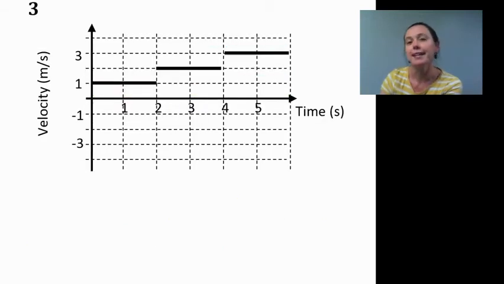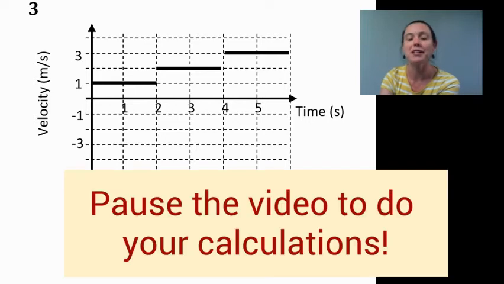Now let's consider another object that's incrementally speeding up. The object in this graph progresses from 1 meter per second to 2 meters per second to 3 meters per second, traveling each velocity for 2 seconds. How far will this object travel? Pause the video to do your calculations.